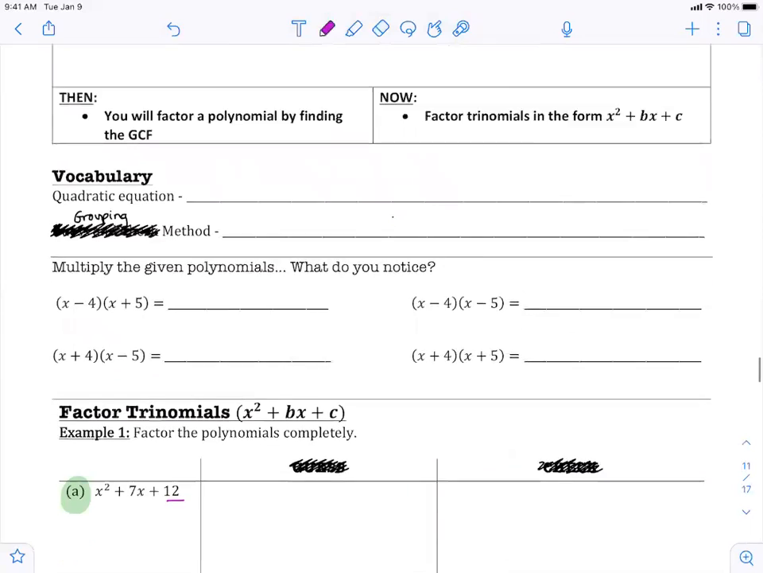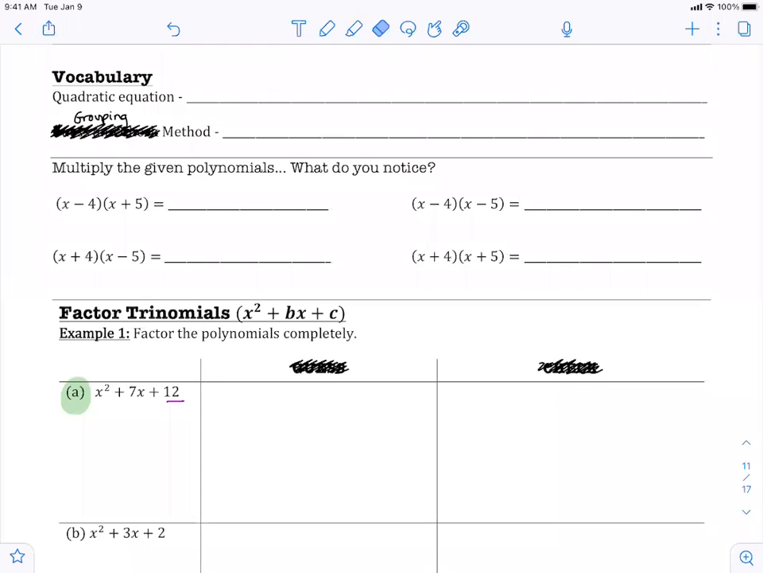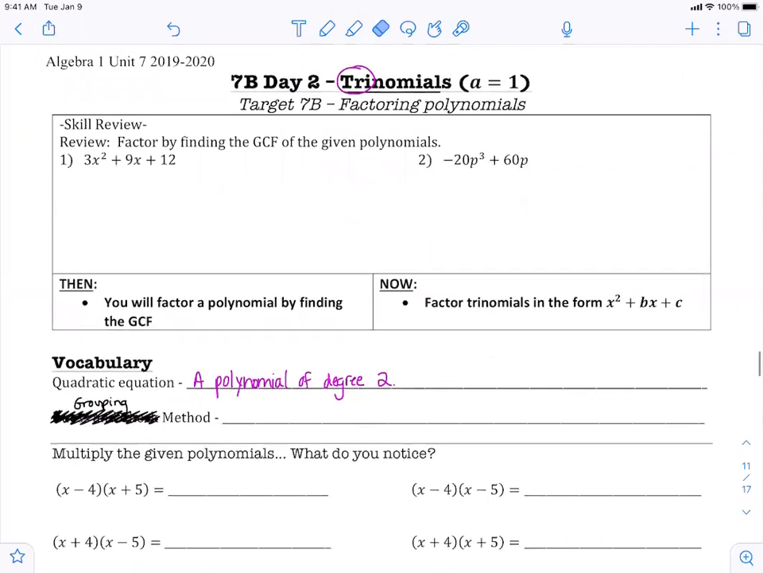Before we get going, we are going to start off with just a little bit of vocab for today. The first word that we're going to talk about is a quadratic equation. So what exactly is a quadratic equation? Well, a quadratic equation is simply a polynomial that has a degree of 2. For example, the one that we looked at up here is your typical example of degree 2. The highest exponent in that problem tells you what the degree is, which would be 2.